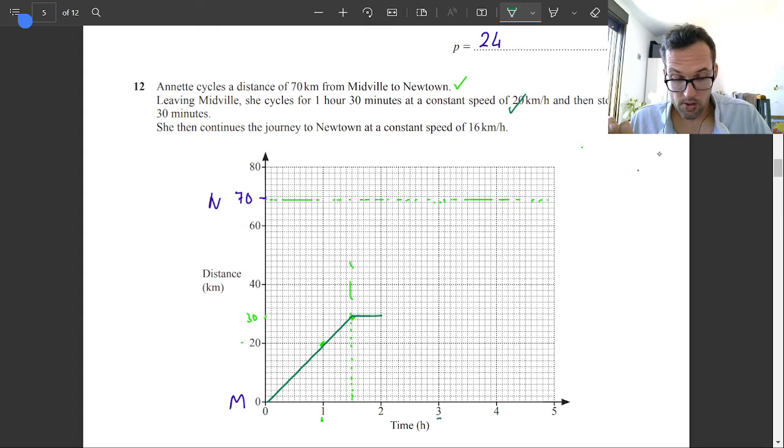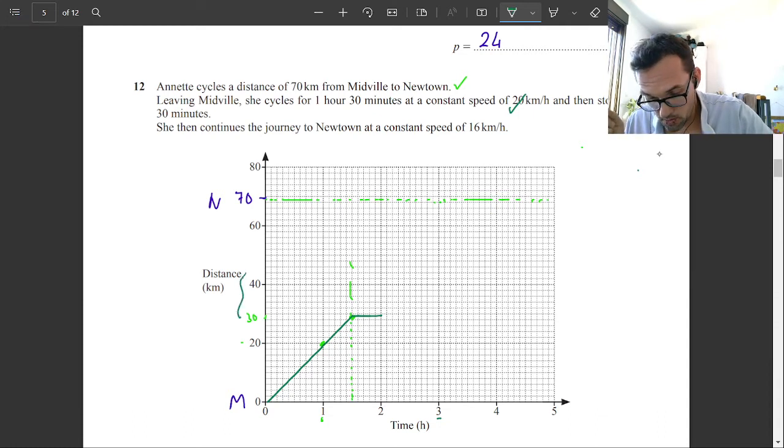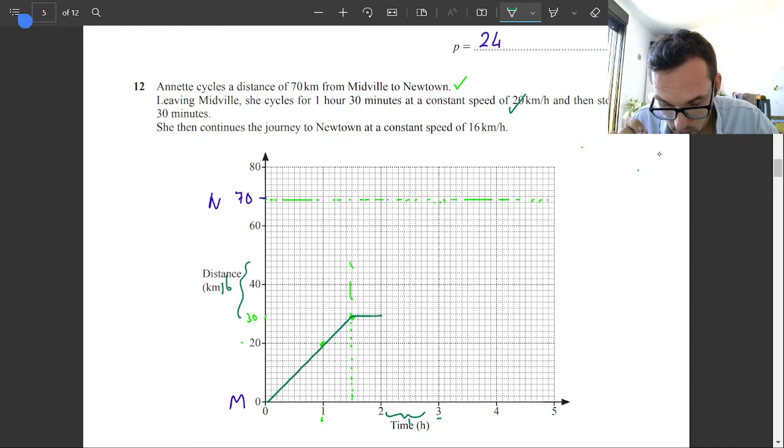So after 3 hours, an hour later, she would have traveled another 16 kilometers. So from 30, we need to go up 16 kilometers. Here we go, 1 hour, and that will give us 46. So remember, each square is 2 kilometers: 2, 4, 6. There we go. Okay, very accurately, she'll be over there. After 3 hours, she is 46 kilometers away.